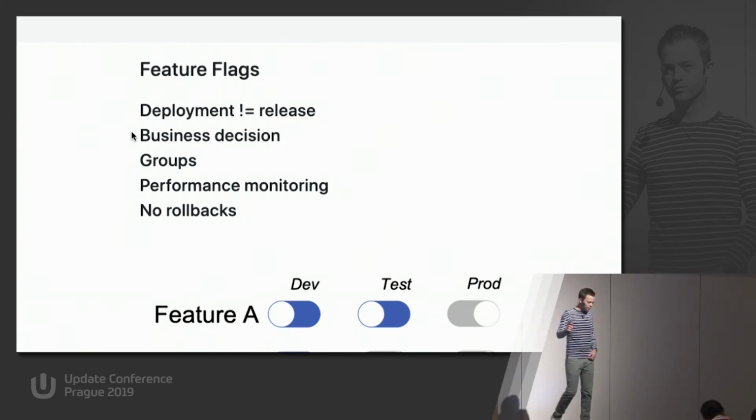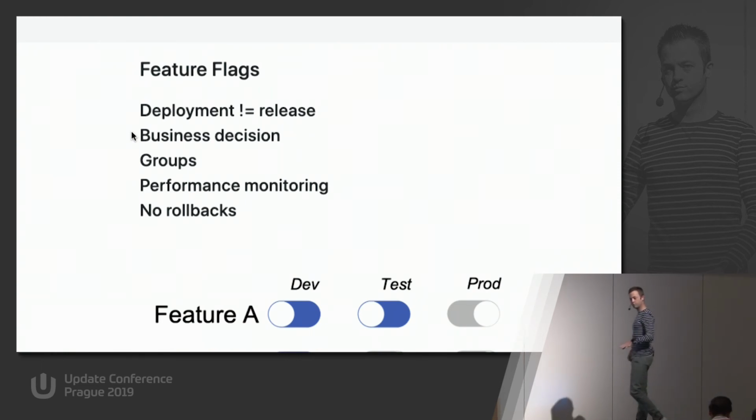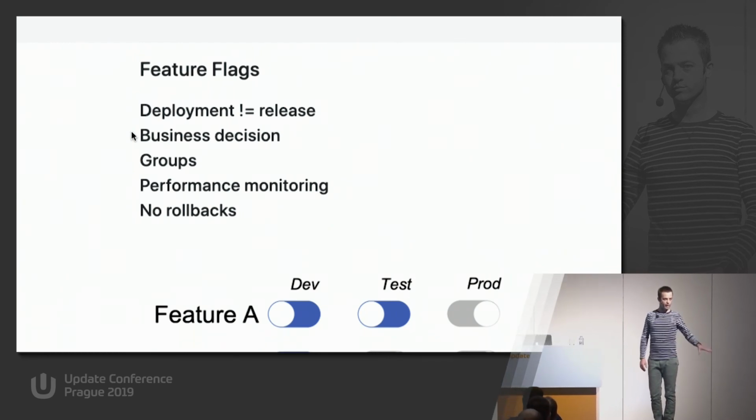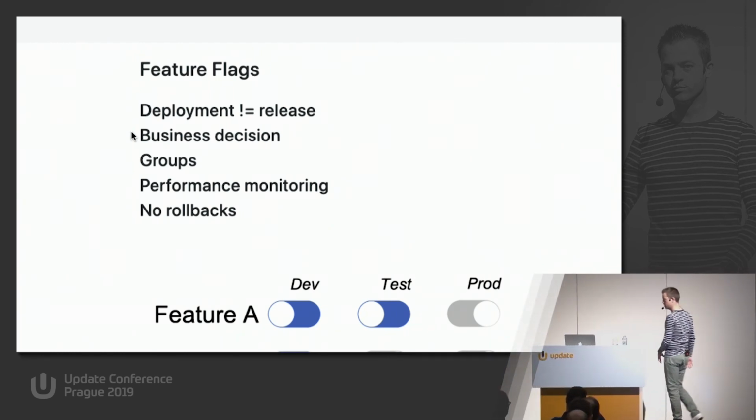So this also means that we don't do rollbacks anymore. I've been there in the middle of the night having to do a rollback. You don't have to do that anymore if you use feature flags, because if something goes wrong, you simply turn it off. And you will be back in the state where you were before. So that's pretty cool.